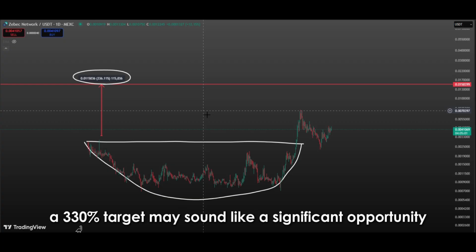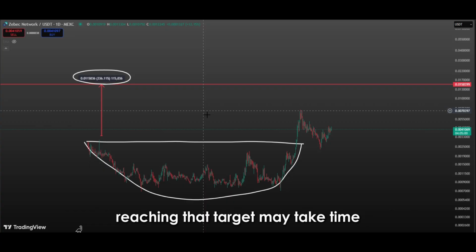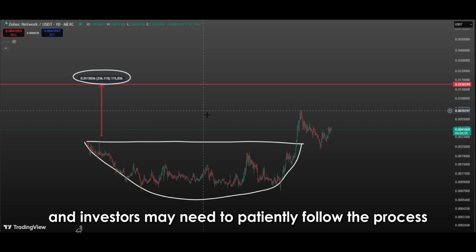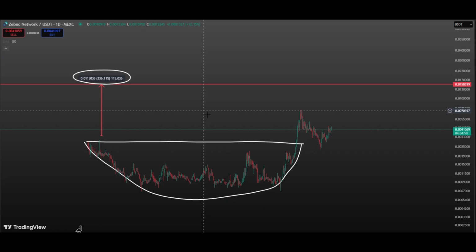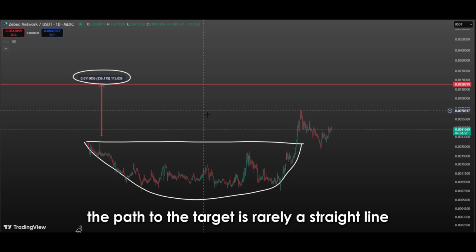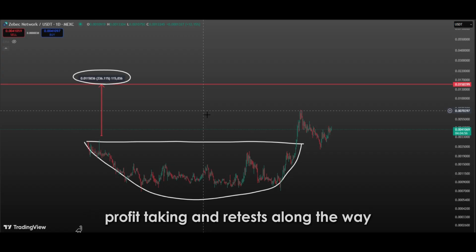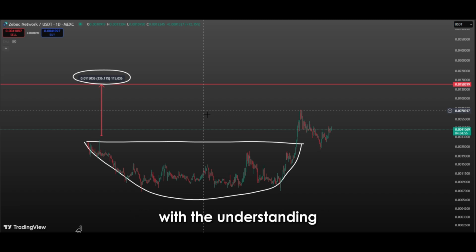Although a 330% target may sound like a significant opportunity, reaching that target may take time, and investors may need to patiently follow the process. Especially in long-term formations, the path to the target is rarely a straight line. There may be corrections, profit-taking, and retests along the way. Investments should be made with the understanding that all these scenarios are possible.